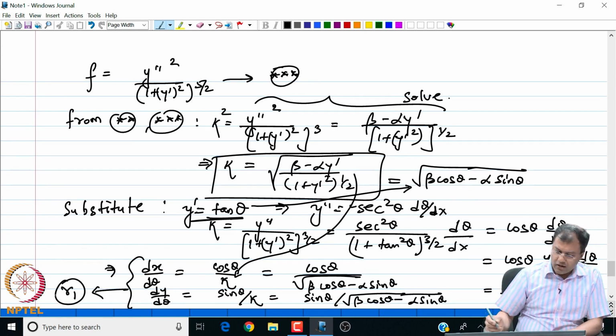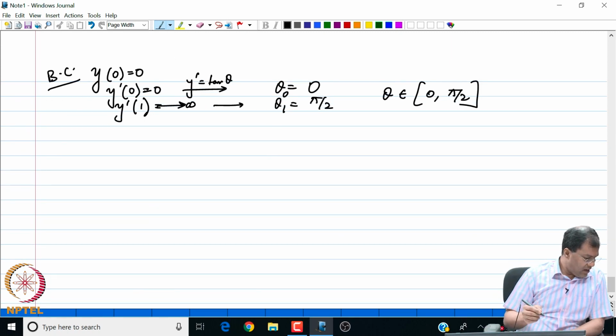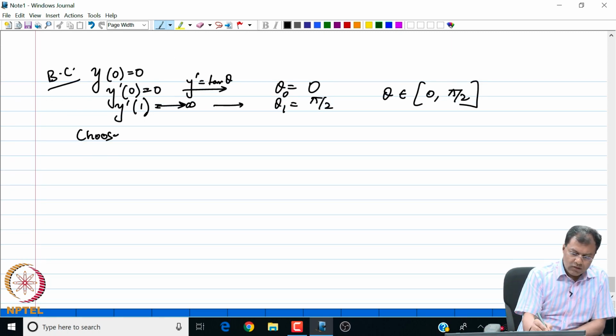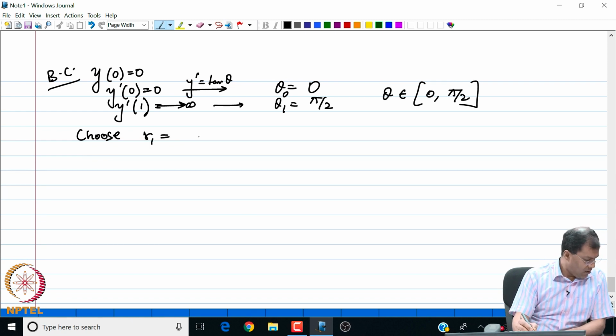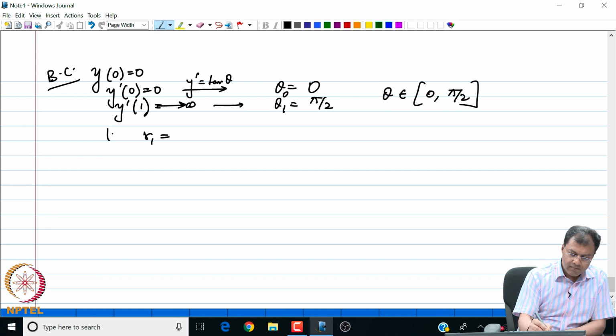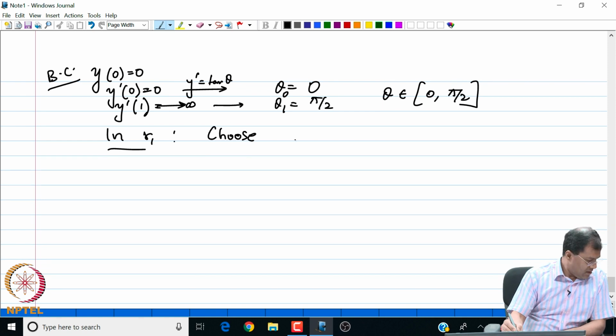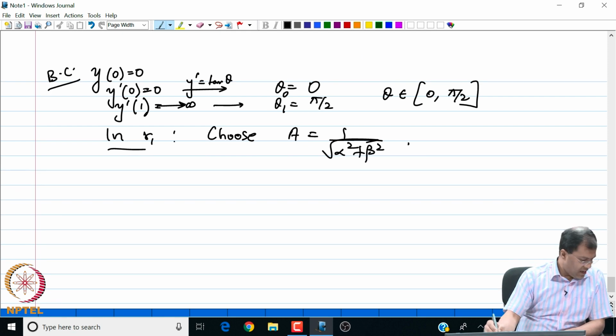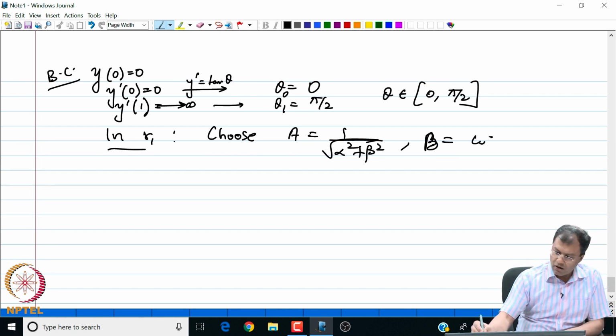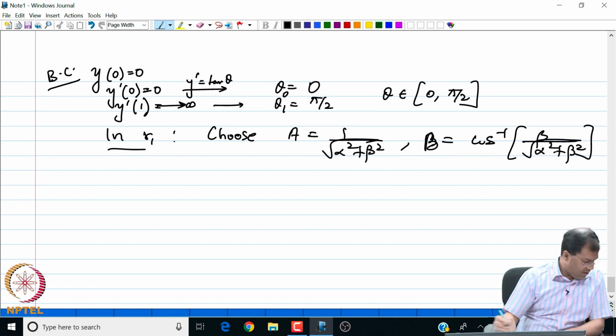So, in order to solve R1, we now start substituting. We choose our constant a to be 1 by square root alpha square plus beta square, and we choose my second constant b to be cos inverse of beta divided by square root alpha square plus beta square. And once we use that, our set of equations reduces to the following new set.